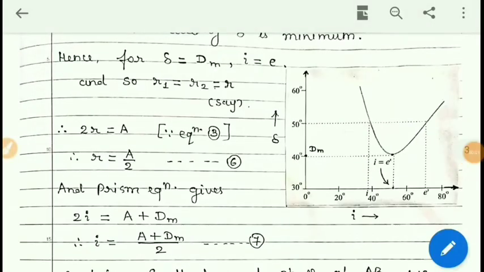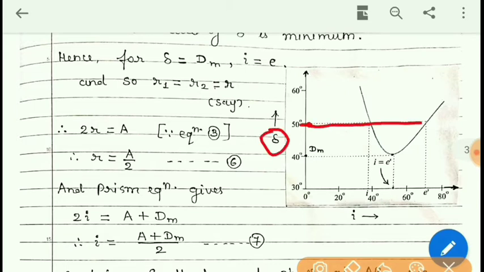So students, it is clear that we get two values of I for any angle of deviation. If we choose any angle of deviation, we can get two values of I, but only in one case, when the angle of deviation is minimum, we get only one value of I.